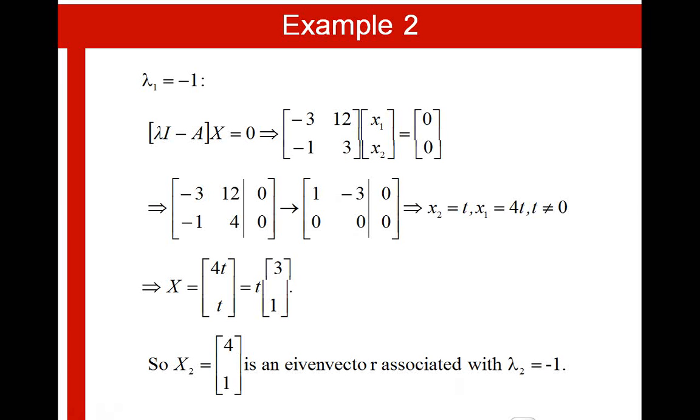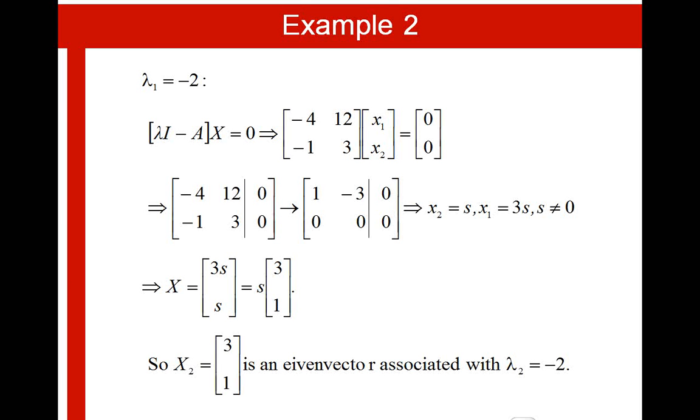Now to find the second eigenvector that is associated with lambda equal to minus 2, we again substitute the value of lambda in this homogeneous equation here to obtain the following matrix: minus 4 12, minus 1 3, and this is x1 x2, which corresponds to the proposed values of the vector x, equal to 0. Then the augmented matrix becomes like this. We apply row reduction to obtain the following augmented matrix.